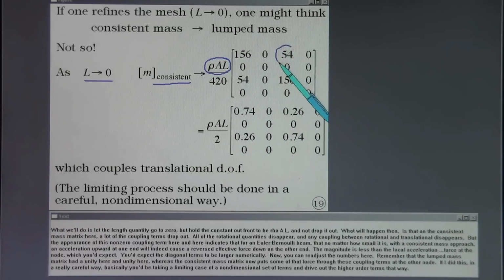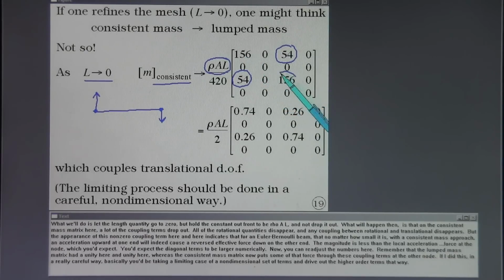But the appearance of this non-zero coupling term here and here indicates that for an Euler-Bernoulli beam, no matter how small it is, with a consistent mass approach, an acceleration upward at one end will indeed cause a reversed effective force down on the other end. The magnitude is less than the local acceleration caused force at the node, which you would expect. You expect the diagonal terms to be larger numerically.